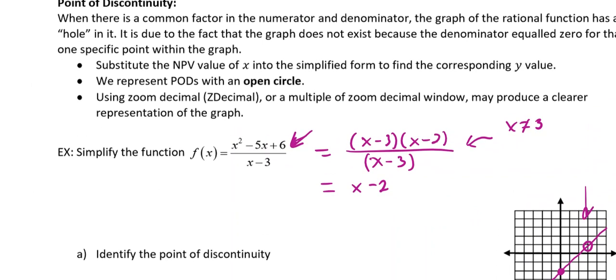If you use zoom settings on your calculator, if you go zoom and then ZDecimal is one of your zoom windows there, it'll actually show a missing spot on there too. If you just graphed this whole thing, it would show a missing hole on there too. So you can use that for a bit of a cheat if you want.